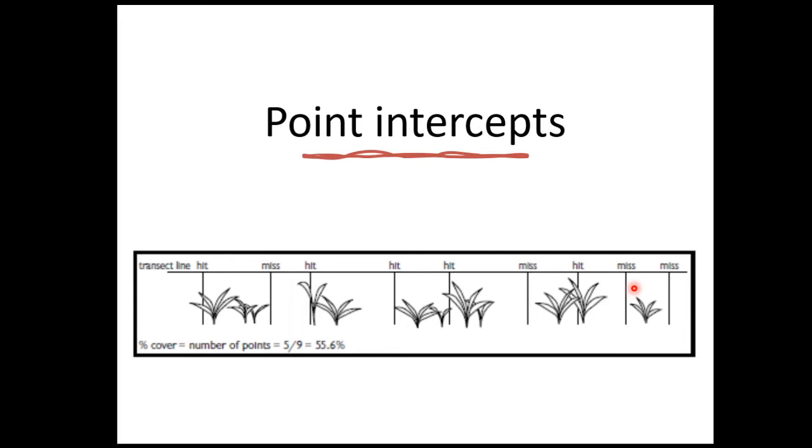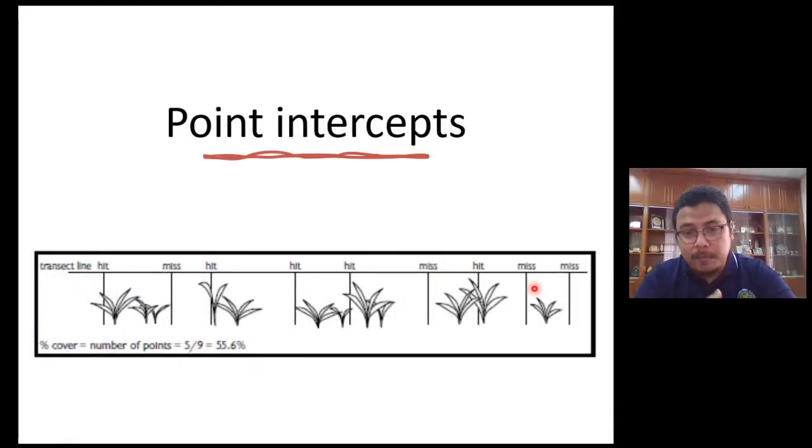Their key disadvantage, however, is the error associated with the diameter of the pin, resulting in overestimation of actual cover, especially for narrow or small leafed species. This is generally not a problem in most monitoring situations where change is of interest rather than the actual cover value. It is important, however, to use the same pin diameter for successive measurements. So don't change the pin that you use to do the point intercepts.